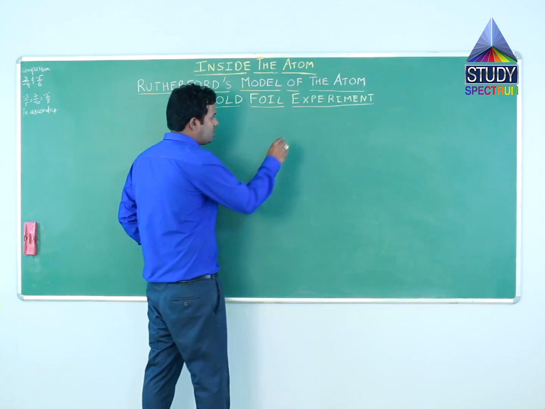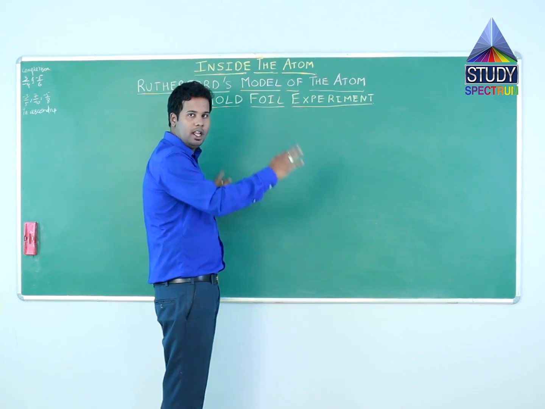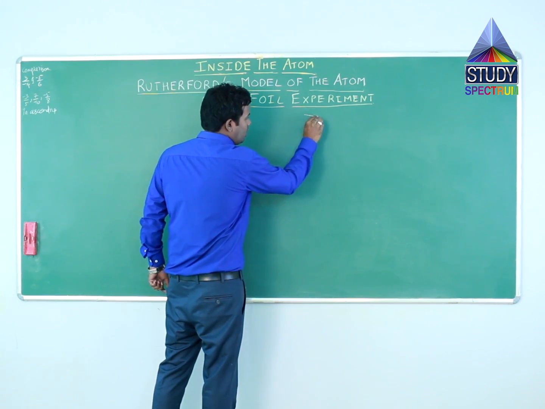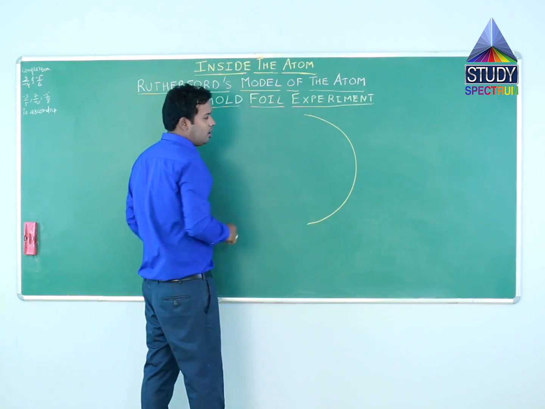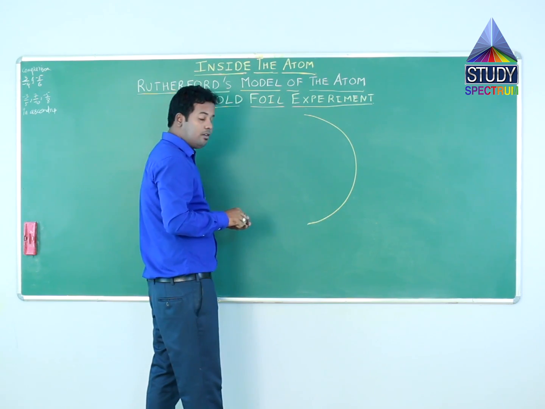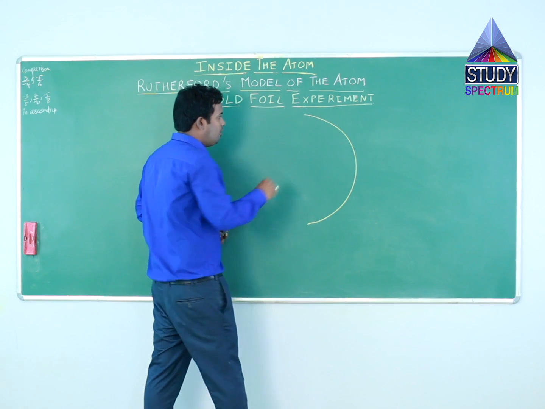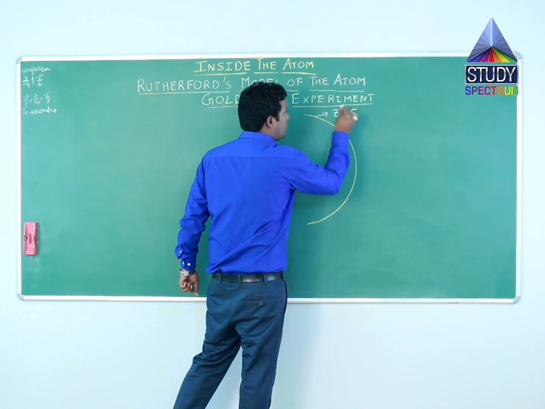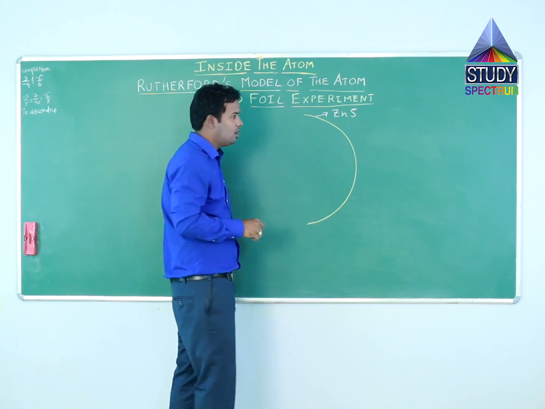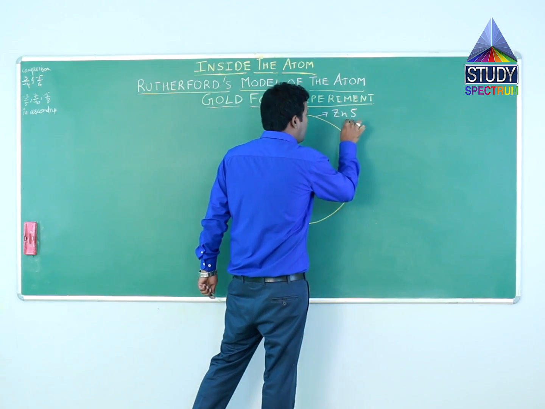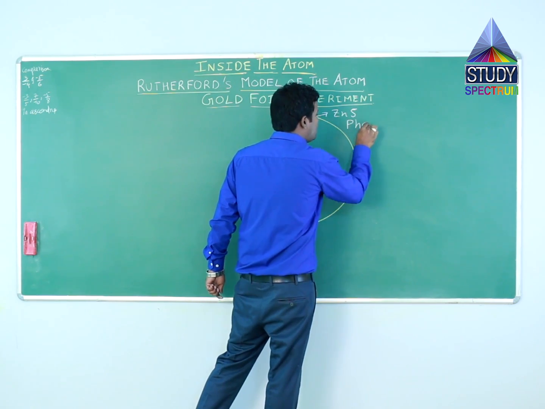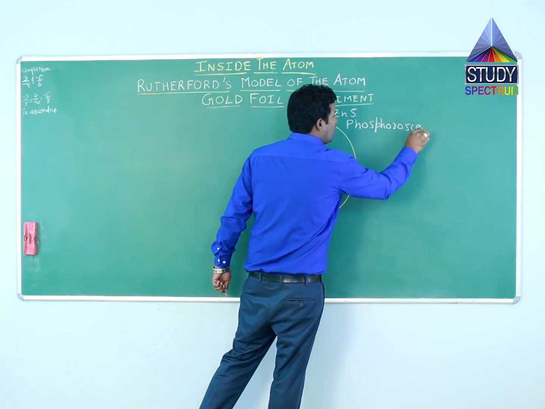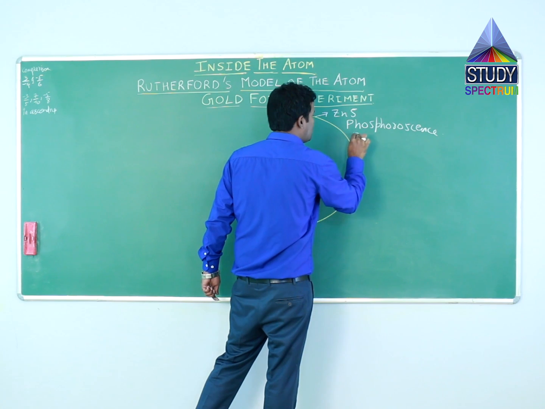He used a screen. I am going to display a 2D view of the setup. He used a circular screen on which he coated zinc sulfide, ZnS, which shows a property of phosphorescence, or in other words fluorescence.